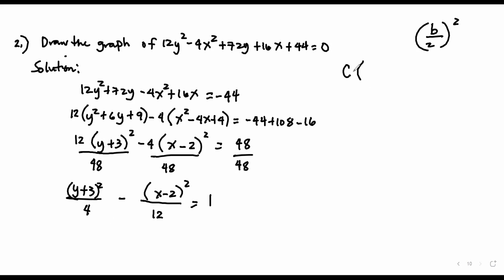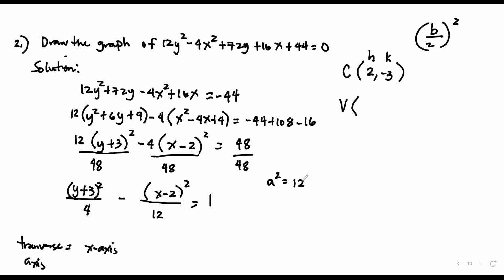The center is at 2, negative 3. Okay, this is h, k. And the transverse axis is on the x-axis. So for the vertices, since it is on x, let us get the values of a, b, and c first.